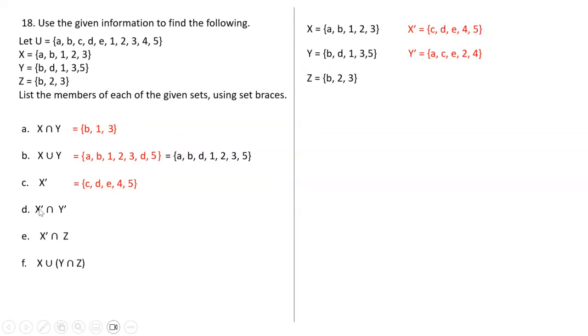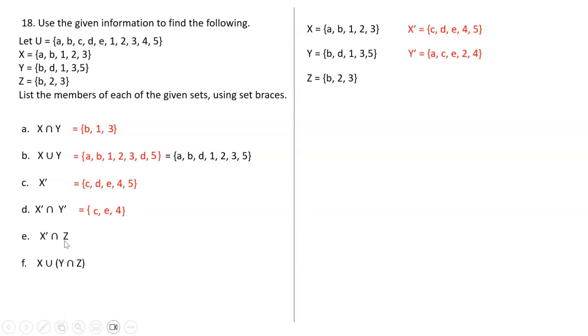Now for part D, where does the complement of X and the complement of Y intersect? Let's go over here at the right. Do they both have a C? Yeah, they do, right? So it's going to be C as part of my answer. Do they both have a D? No, they don't. Do they both have an E? Yes, they do. So an E. A 4? Yes, they do. A 5? No. So this is my result. The set with the elements C, E, 4.